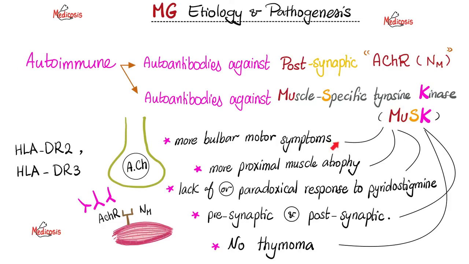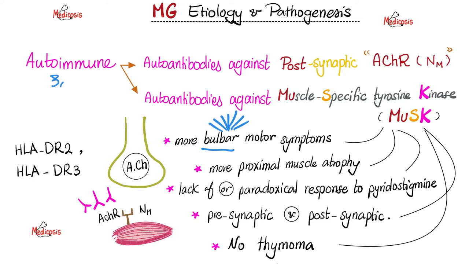Patients who have anti-MuSK have some unique features of myasthenia. They tend to have more bulbar motor symptoms. Again, what is the bulb? The bulb is the brainstem. Bulbar motor symptoms are the muscles supplied by the cranial nerves that originate from the brainstem.